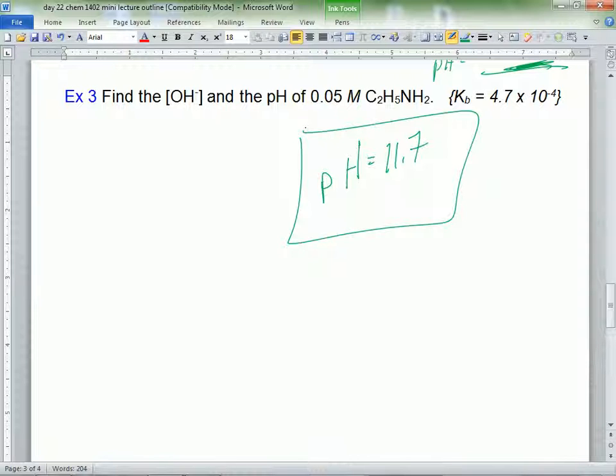brackets OH minus, right? And then we have all these equations on the top of the quiz. We have pOH is negative log of OH minus, right? So I take this and I take the log of it. Log of it, and that's pOH. 14. Yep.